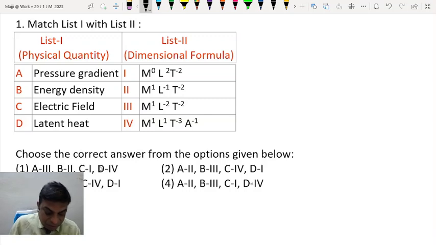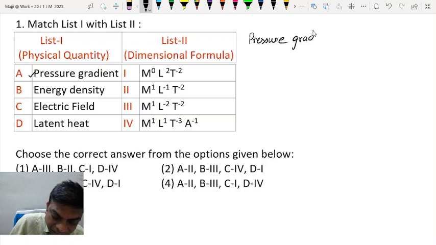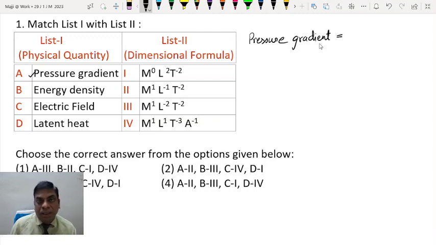So let us first take this pressure gradient. As you know, pressure gradient is basically drop in pressure per unit length. It is usually referred to with reference to a pipe. For example, if a pipe carries a fluid, the fluid is flowing because of a pressure difference along its length. So pressure gradient will be change in pressure per unit length.